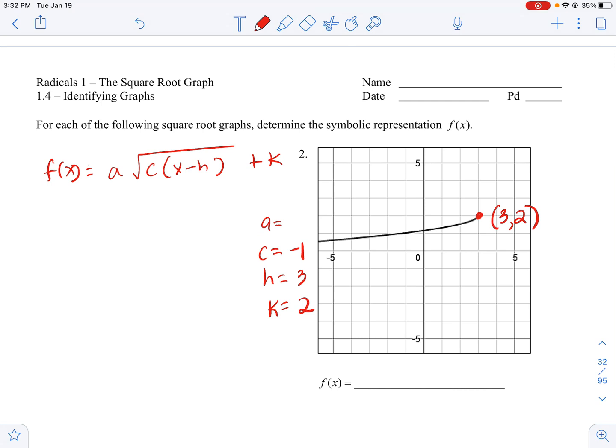And then for my a value, I will either go 1 unit right or 1 unit left. But because my graph is traveling towards the left, I'm going 1 unit, or 1 box, to the left. And then I'm going to count how many units I traveled until I reached the graph. It looks like we're going to be traveling down. So our a is a negative. But it doesn't look like we went 1 unit, yeah? It's a half of a unit, right? So half unit or 1/2.